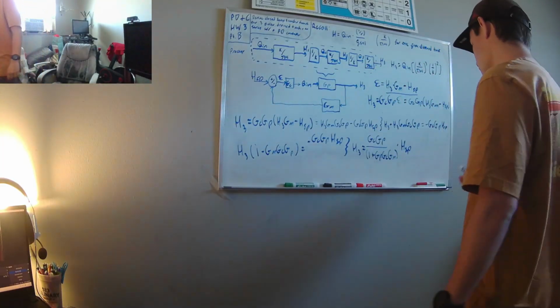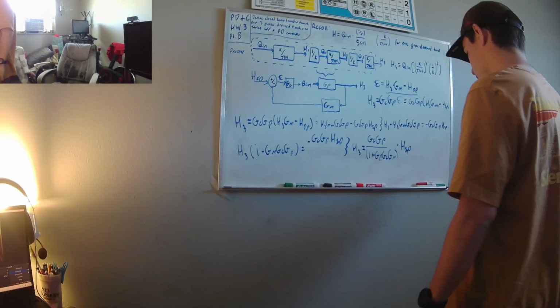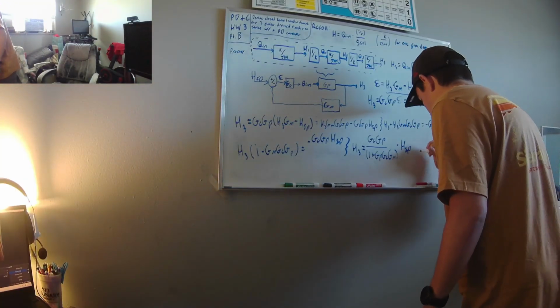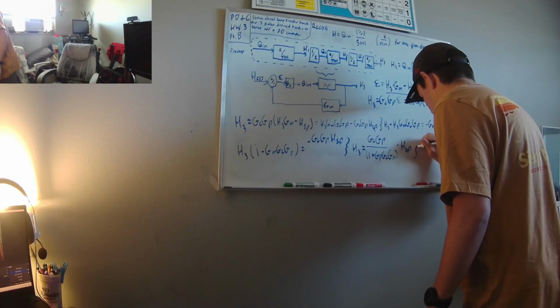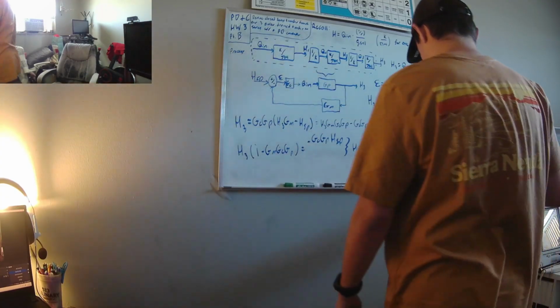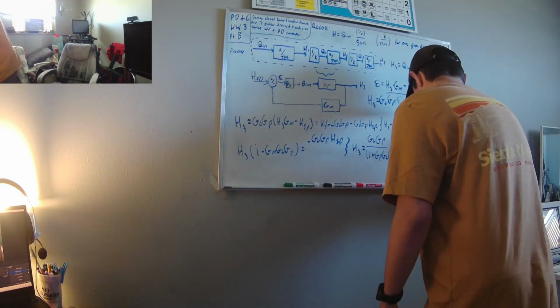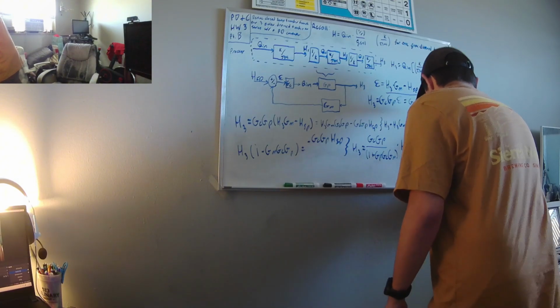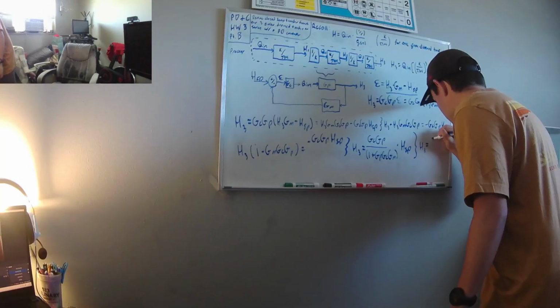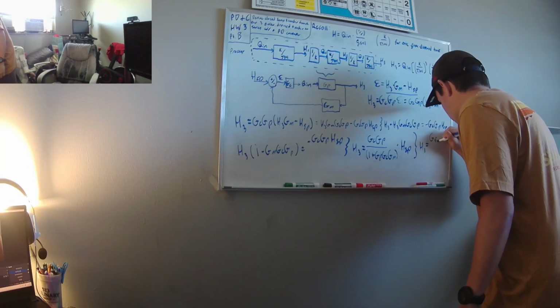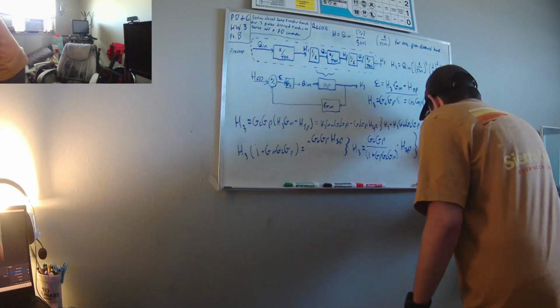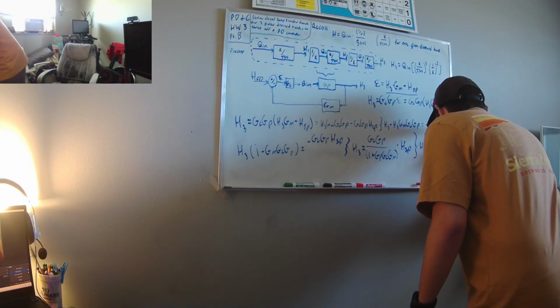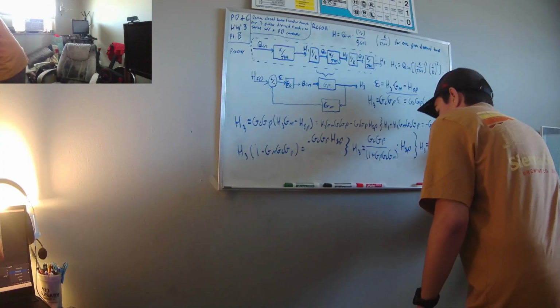To make it a little bit easier to understand this, we can rewrite this function as H3 equals our G forward over 1 plus our G for the open loop.